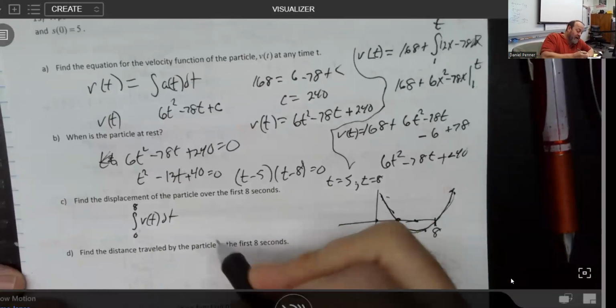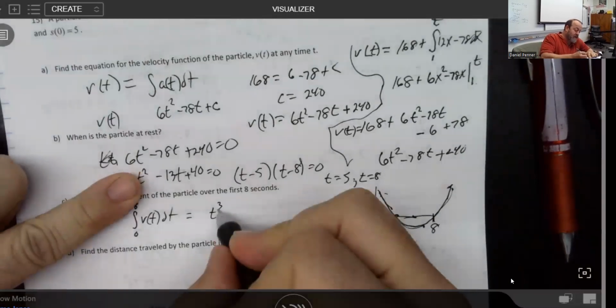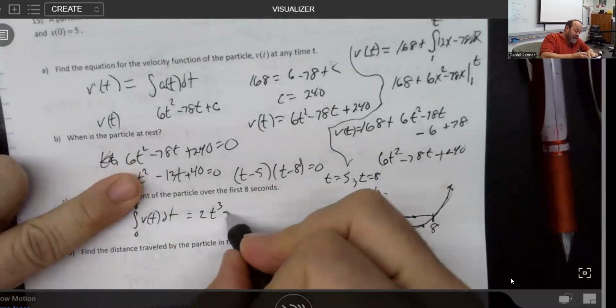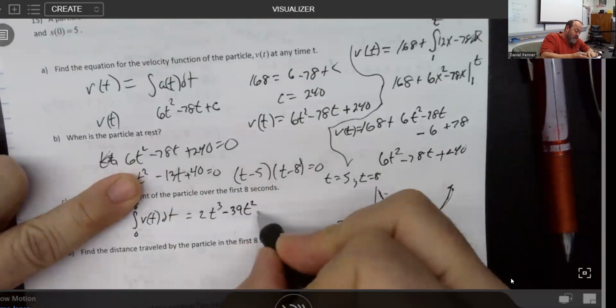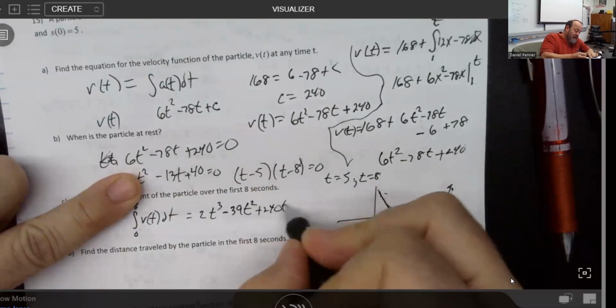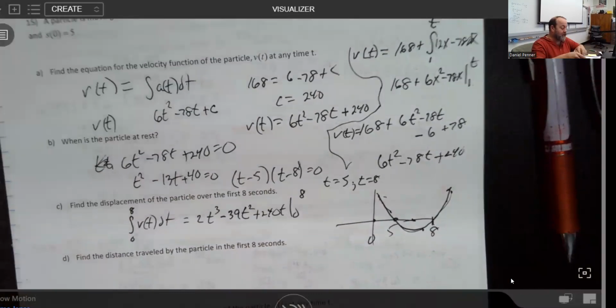So if we took our antiderivative of 6t squared, we're going to get 2t cubed minus 39t squared plus 240t. We're going to evaluate that from 0 to 8. And of course, plugging in 0 is not going to do much.